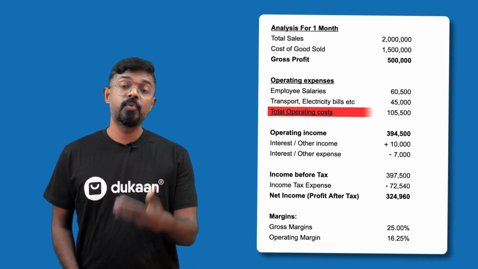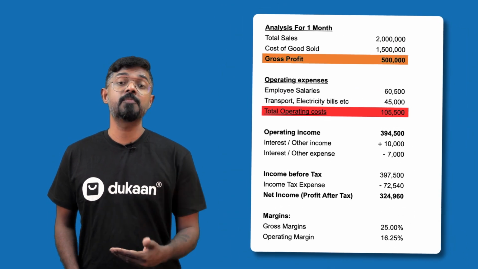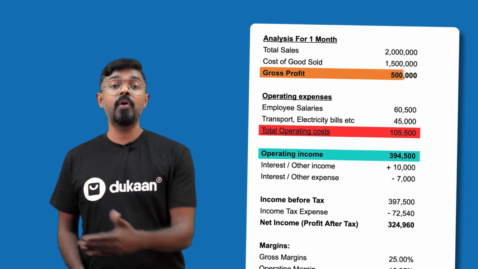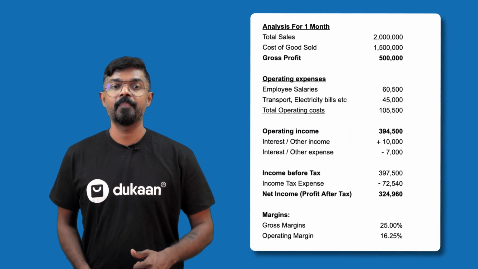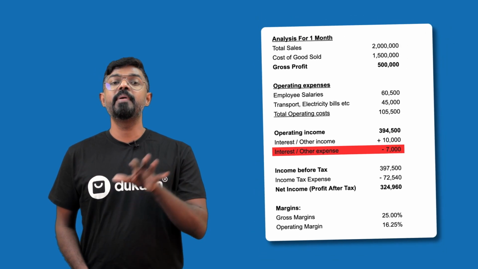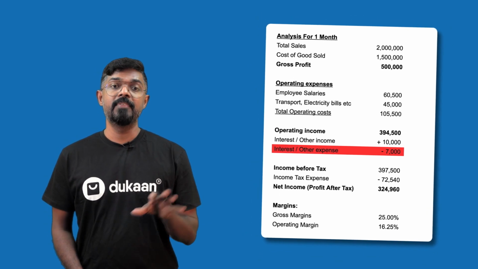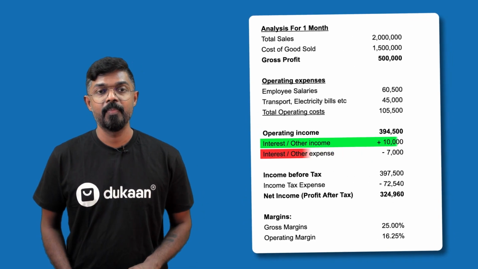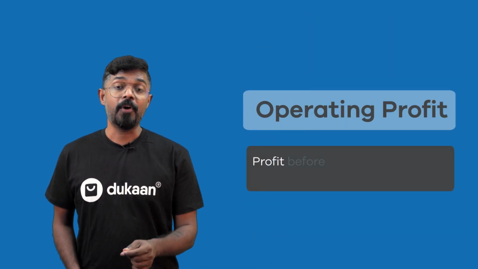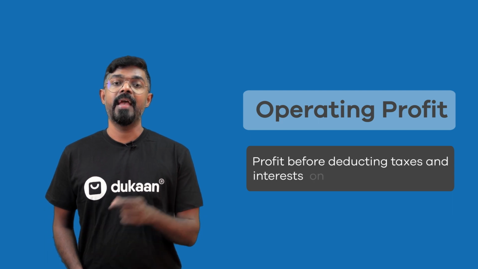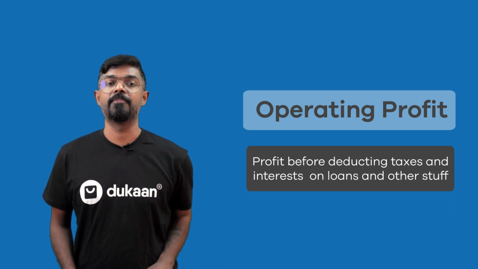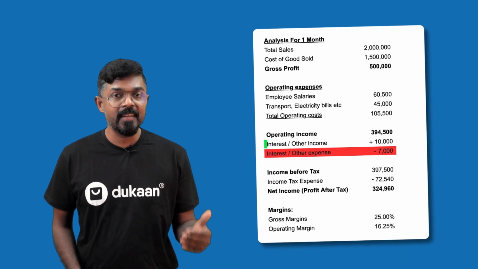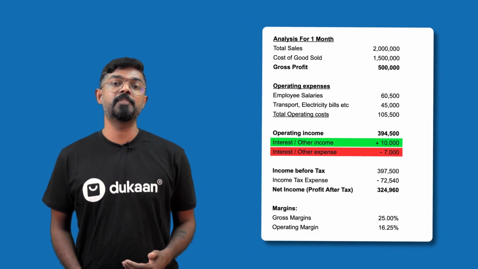After deducting the total operating expenses from gross profit, you get your operational income. Now we look at the non-operational income and expenses. If it's an expense, it will be deducted from the operating income, and if it's a non-operational income, it will be added to the operating income. Operating profit is your profit before deducting taxes and interest on loans and other stuff. It is the same as operating income, and you get it after you have deducted and added non-operational expenses and income from operating income.